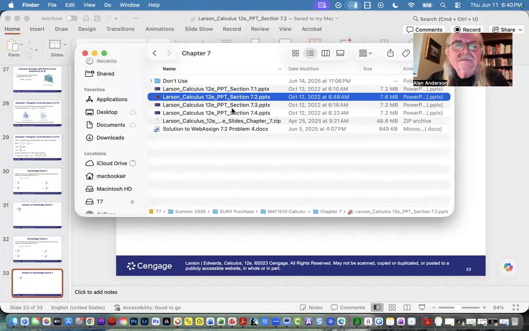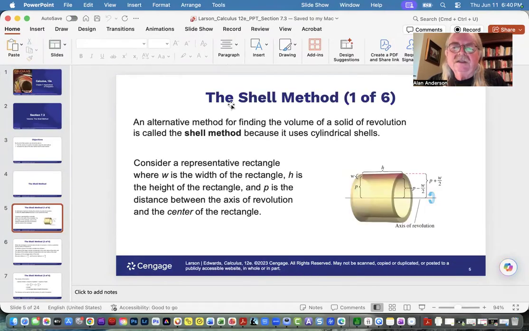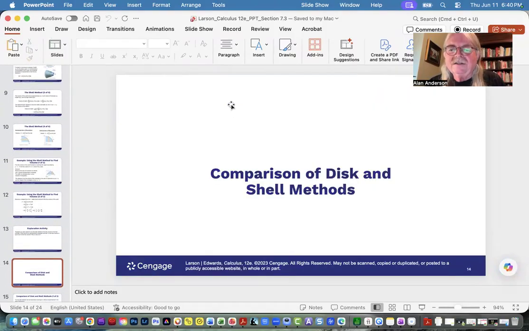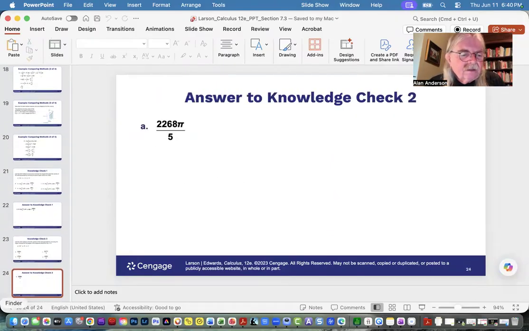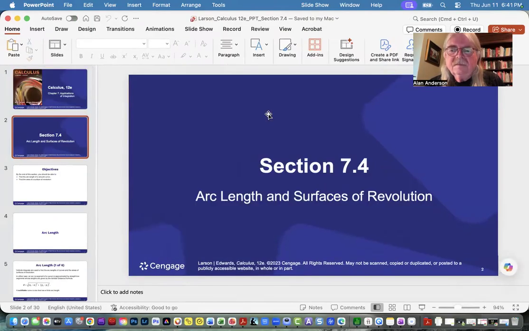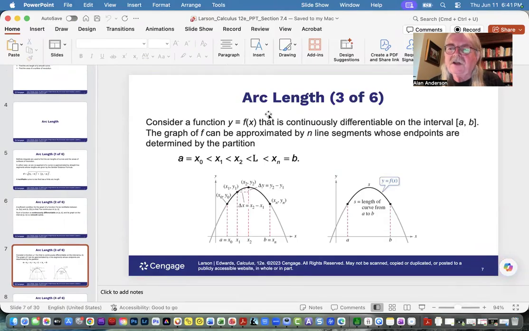And then the shell method, yes. And it's just another way. This is for more complicated cases. And then the last part, arc lengths. Okay. How can you tell how far you traveled along a curve?